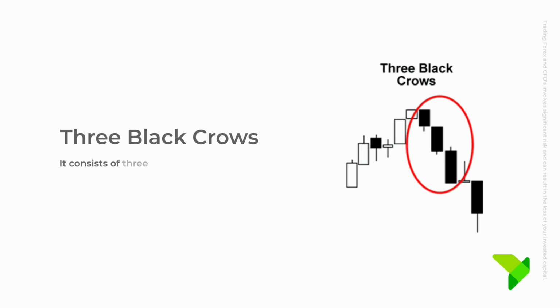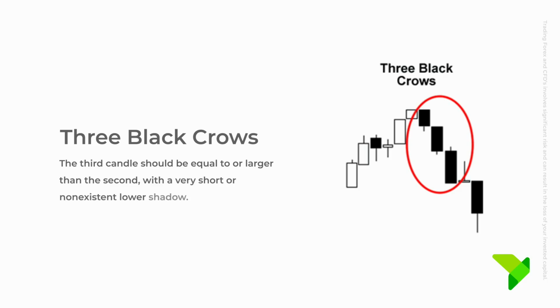3 black crows is a candlestick pattern signaling a potential reversal after a strong uptrend. It consists of 3 bearish candles following the uptrend. The second candle's body should be larger than the first and close near its low. The third candle should be equal to or larger than the second, with a very short or non-existent lower shadow.